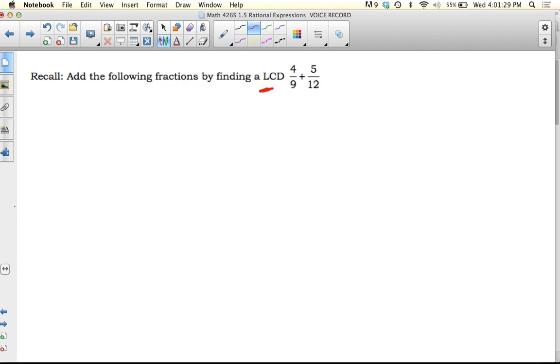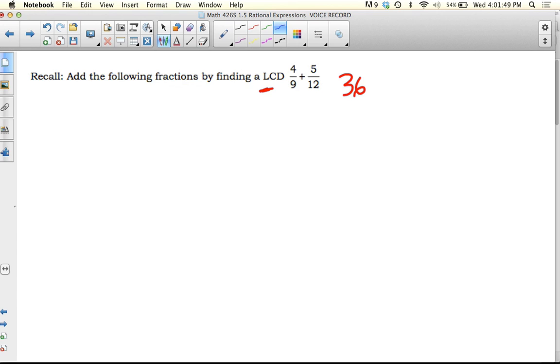Now, if you were to just look at those and think about the lowest number that both of those numbers will fit into, it's going to be 36, okay? Some of you may have gotten that already. Some of you may have struggled with figuring that out. So I'm going to show you a way to find your lowest common denominators pretty quickly, okay?